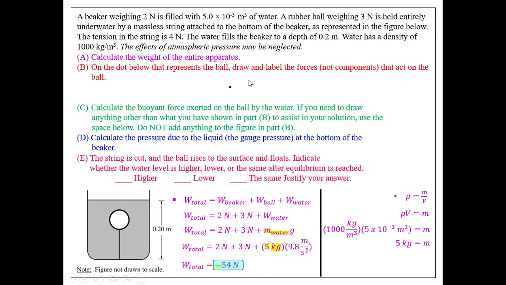B says on the dot, draw and label the forces, not components, that act on the ball. So here's a little dot. Well, here's the ball itself in white here in the beaker. To draw the free body diagram, all you have to do is identify all the forces acting on this particular ball inside the water, underneath the surface of the water.